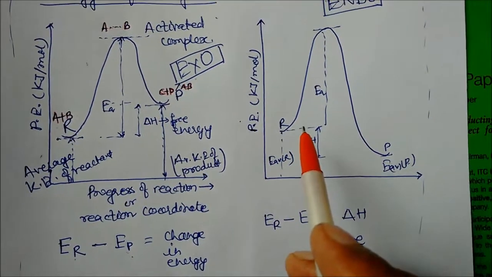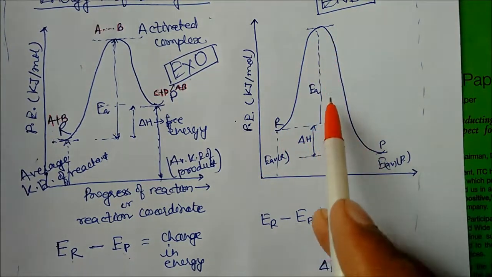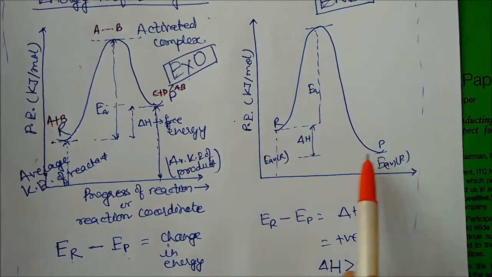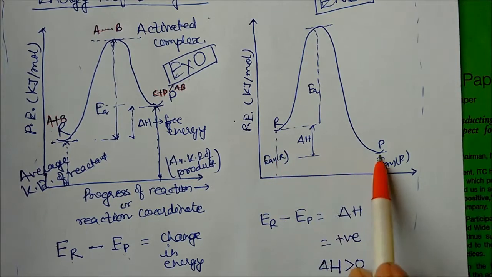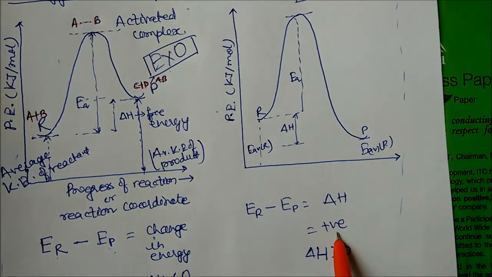Similarly, in an endothermic reaction, what will happen? The same, this is the reactant, this is the activated complex. But in this case, one thing is there. This is the average energy of the product, this is the average energy of the reactant. So if you subtract reactant minus products, we will get delta H again. But here delta H will be positive. Why? Because the average energy of the reactant is greater than the average energy of the product. So delta H is greater than 0, it will be positive.